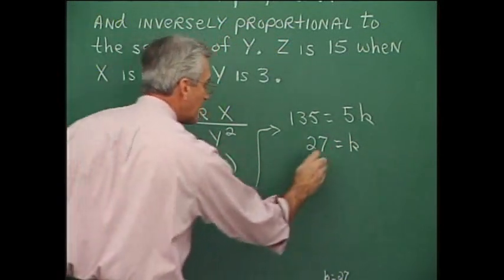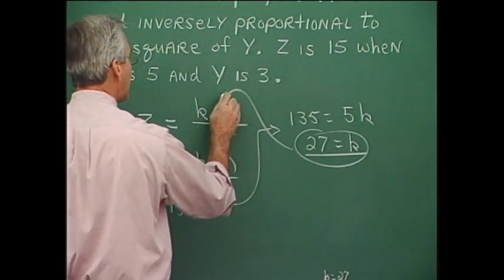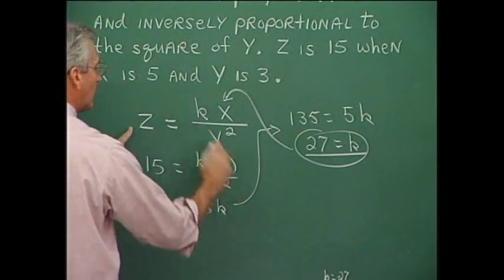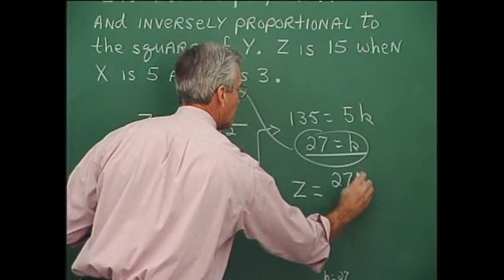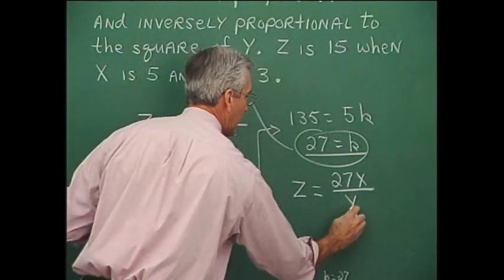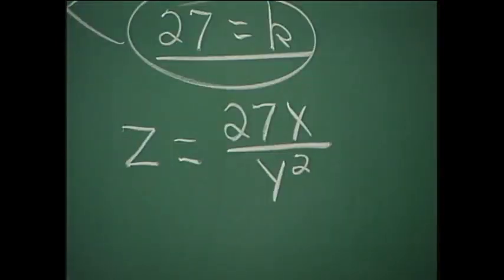Now, if k is 27, that allows us to take this information and put it right back in here, and then rewrite this relationship as z equals 27x over y squared. And we could go from here and answer various questions that may be posed in the problem.